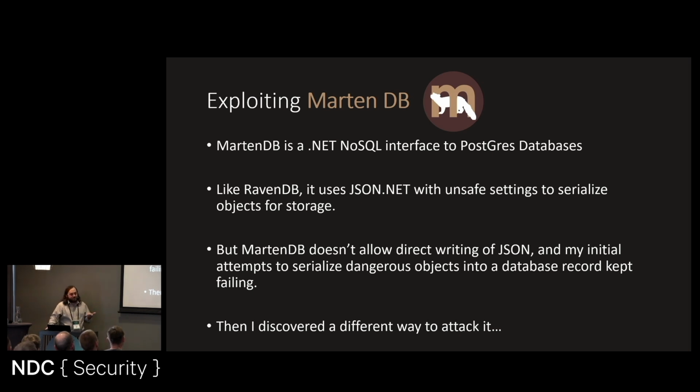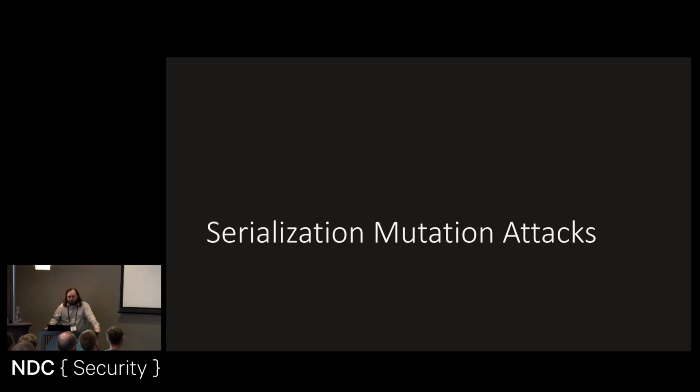So I tried storing serialization gadgets directly as objects into the database, and it always choked on every one I tried. It has one problem or another with them for each one, so then I just came up with a different way entirely to attack it. And that's what I'm calling a serialization mutation attack.